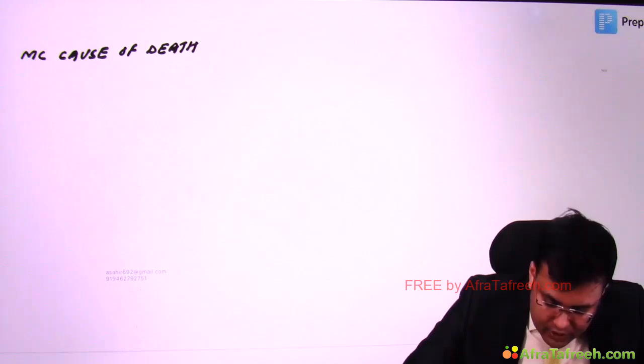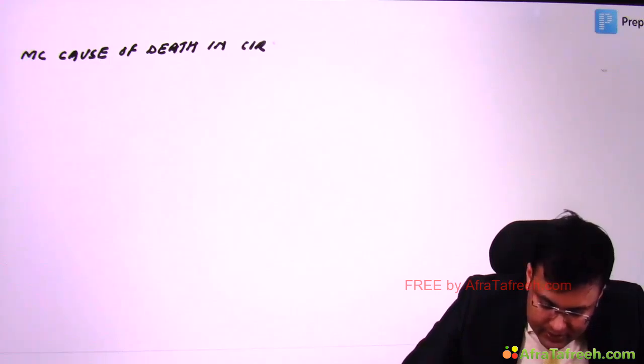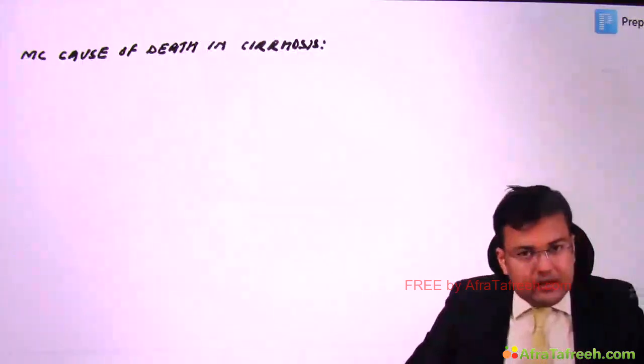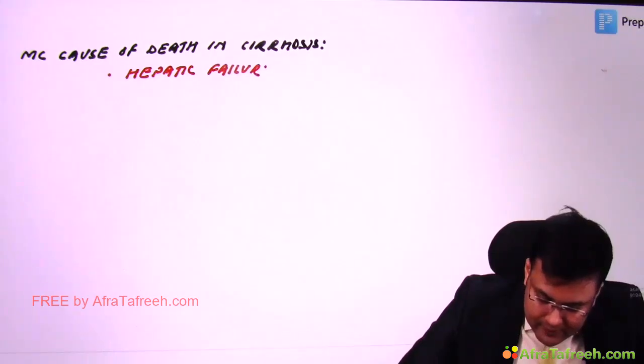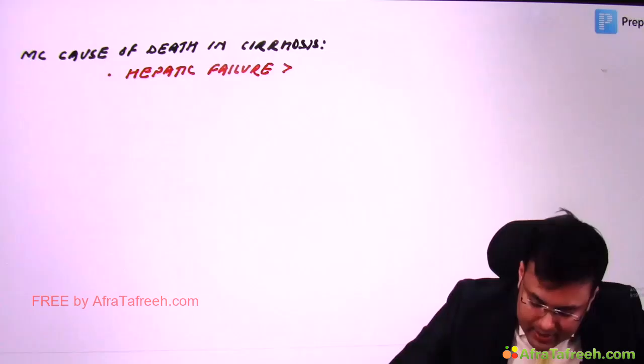So first question, in cirrhosis, what is the most common cause of death? This is important, and here students make mistakes. It is hepatic failure, followed by variceal bleeding.